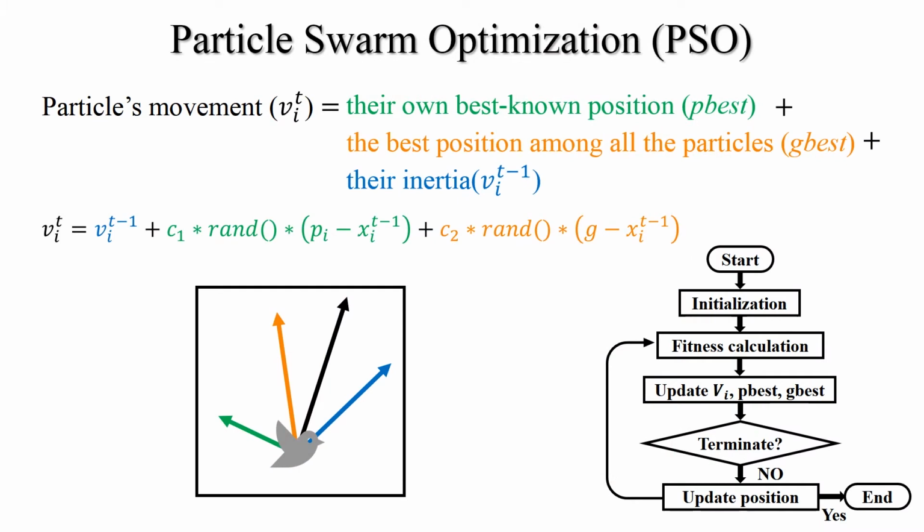Take PSO as an example. PSO is an algorithm inspired by the movement of a bird flock. The movement of particles is guided by three forces: their own best known position, P best, the best position among all the particles, G best, and their inertia.